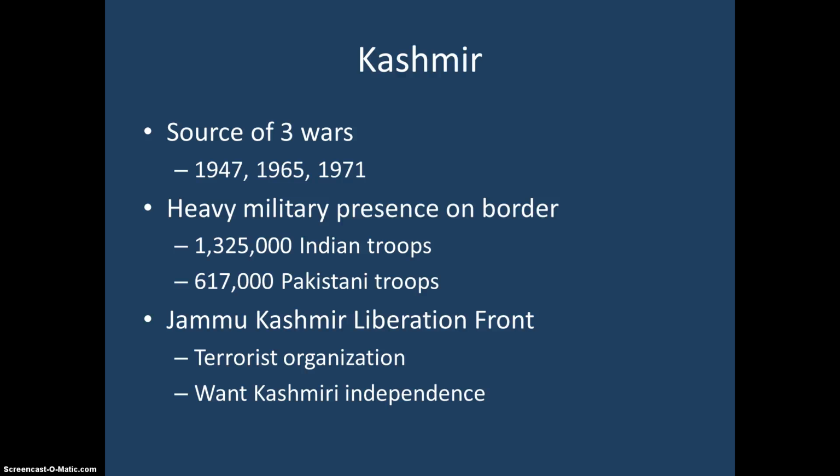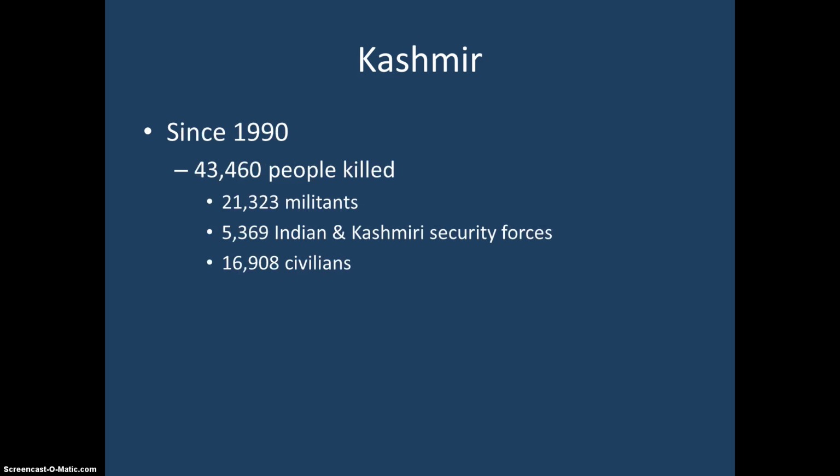Now, another player in this is the Jammu Kashmir Liberation Front, which is a terrorist organization that fights for Kashmiri independence as a nation, so a separate Kashmiri nation, rather than it being a part of India or Pakistan. Now, it really is a hot spot for violence. Since 1990, over 43,000 people have been killed in the conflicts over Kashmir. And that includes over 21,000 militants, over 5,000 Indian and Kashmiri security forces, and almost 17,000 civilians.